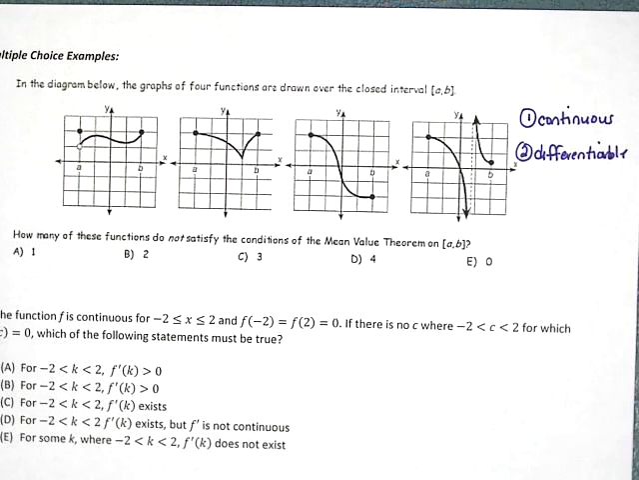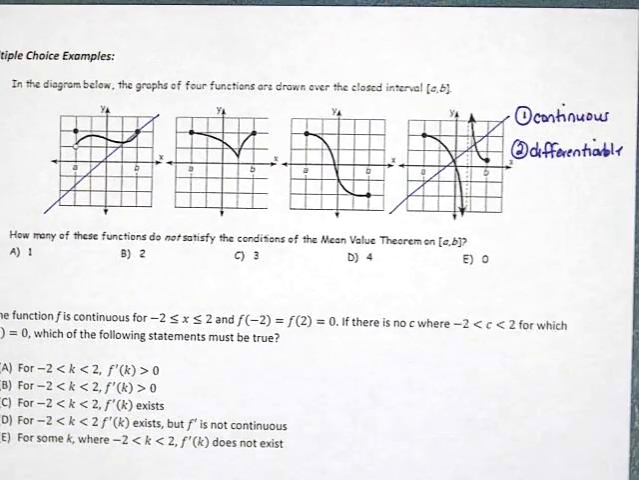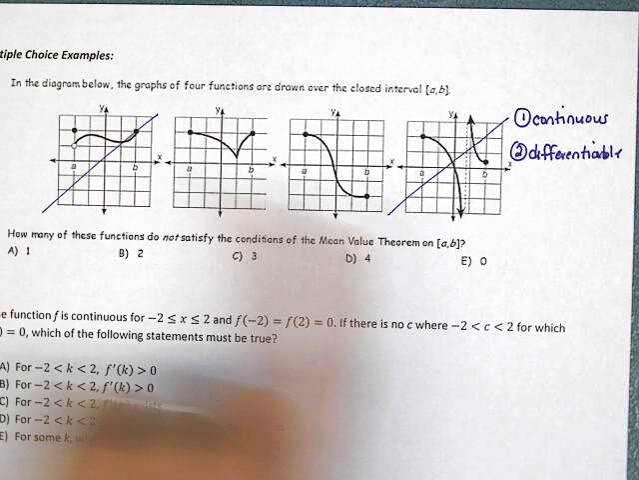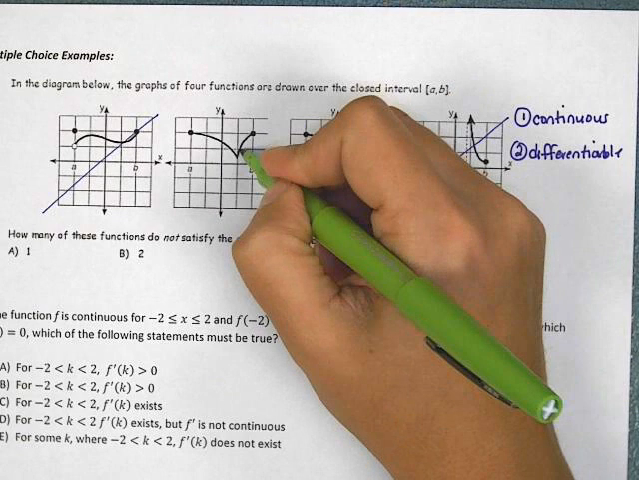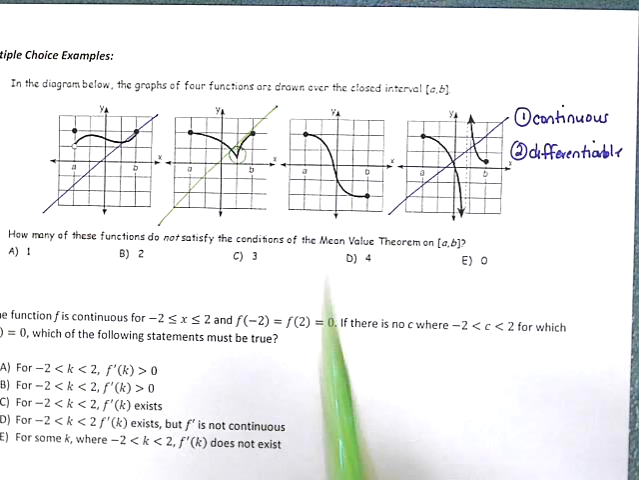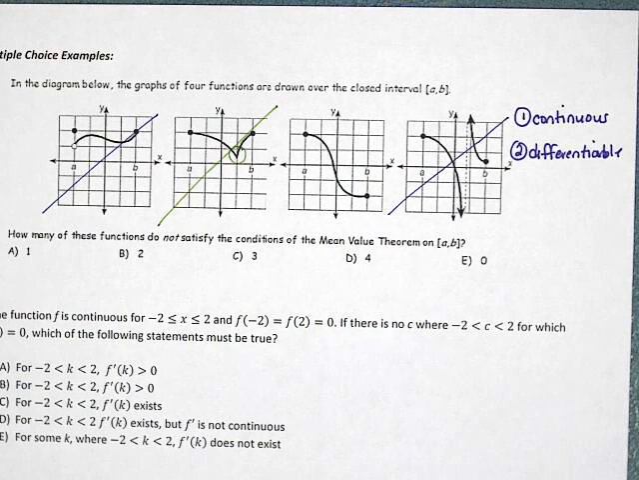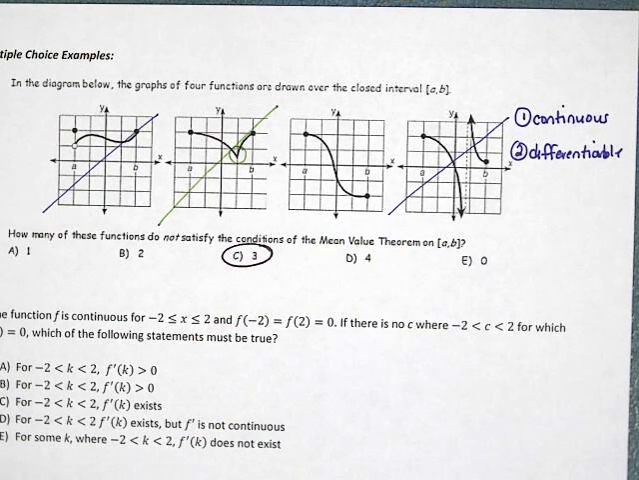So which graphs are not continuous? Well, this one's not continuous, and this one's not continuous, because this one has an open circle, and this one has an asymptote. Differentiable. Well, derivatives don't exist at corners or vertical tangents. Since this graph has a corner, this one's not differentiable. This one is all nice, smooth, and connected and ready for us to go. So how many of these do not satisfy the conditions? Well, 3 of them do not satisfy the conditions.